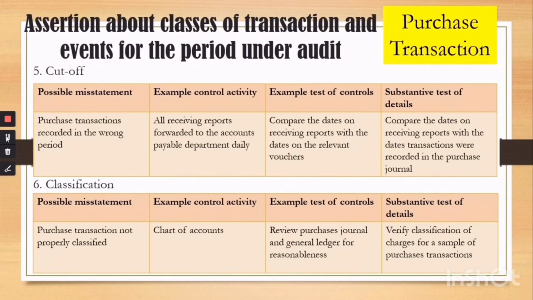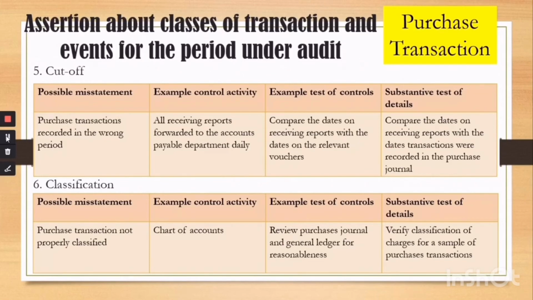However, if the auditor finds out that the control risk is still high, to lower the detection risk as well as the audit risk, substantive tests of details will be done more by the auditor, where they will compare the dates on receiving reports with the dates transactions were recorded in the purchase journal.